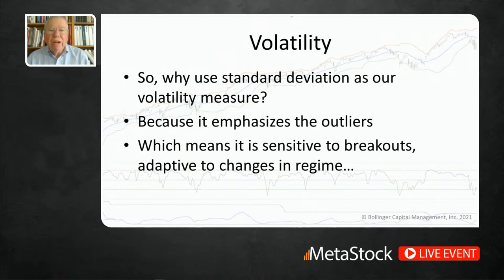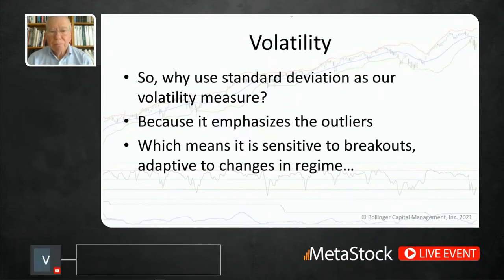So why do we use standard deviation as our volatility measure? It's really important that it be standard deviation because it emphasizes the outliers. There's a sort of little magic inside the calculation of standard deviation. The deviations from the average are squared. We know that if you square small numbers, you get another small number. But if you square large numbers, you get a really big number.